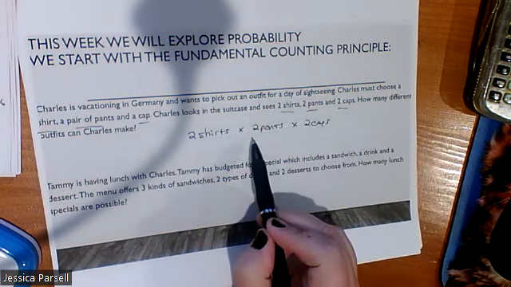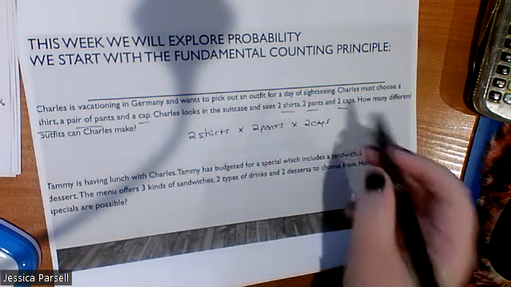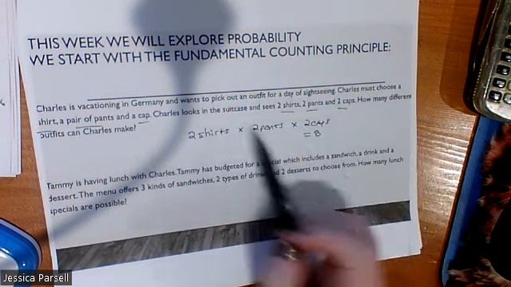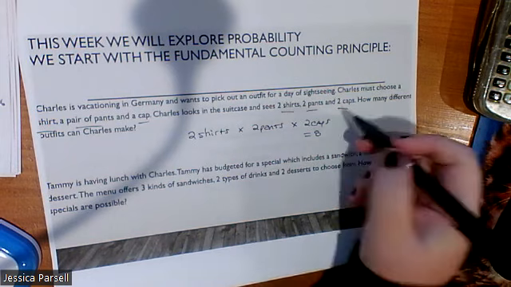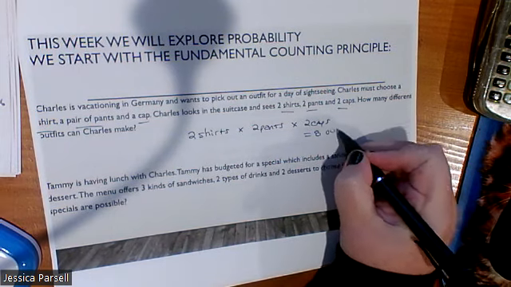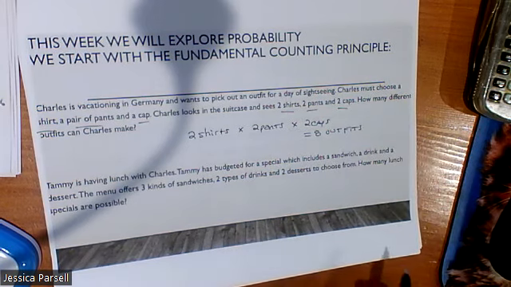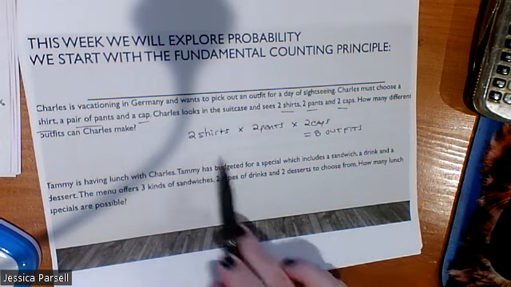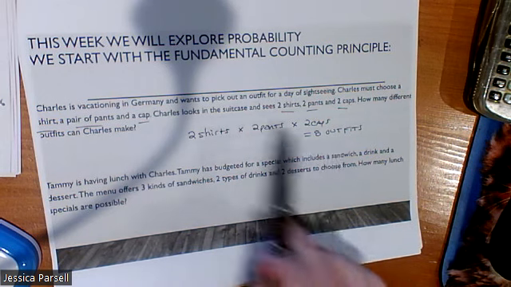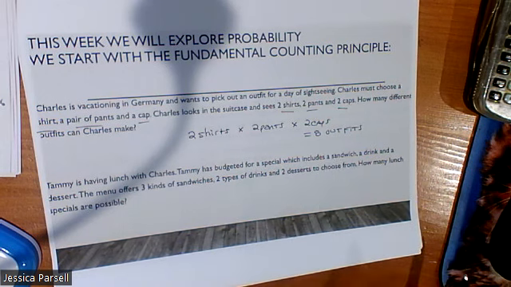And 2 times 2 is 4, 4 times 2 is 8. So by using the fundamental counting principle, we could tell Charles that he could make 8 different outfits from 2 shirts, 2 pants, and 2 caps. So using that kind of thinking, take a look at the second example. Give that a try. Pause the video and come on back.